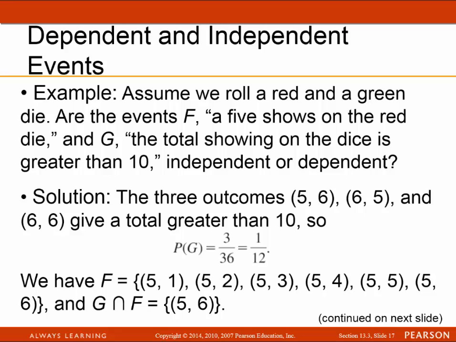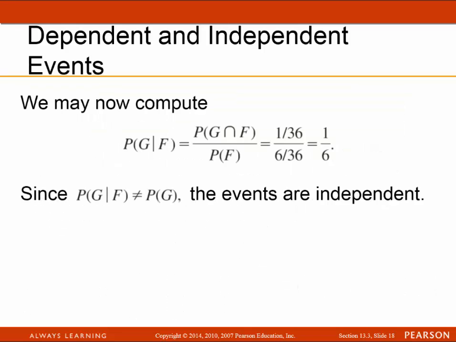Now for F, we have the sample space, which is (5,1) all the way down to (5,6). And then G and F is just (5,6). So the probability of G given F is equal to 1 over 36 divided by 6 over 36, which is 1/6. So we can see that the probability of G given F does not equal the probability of G, so then the events are dependent.